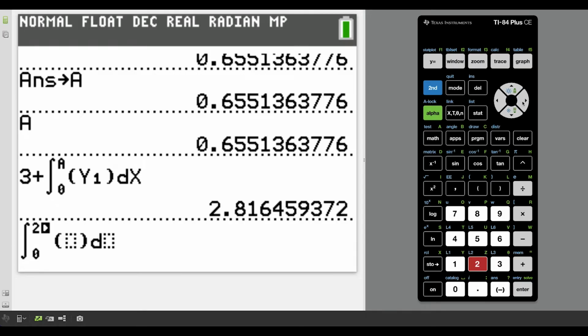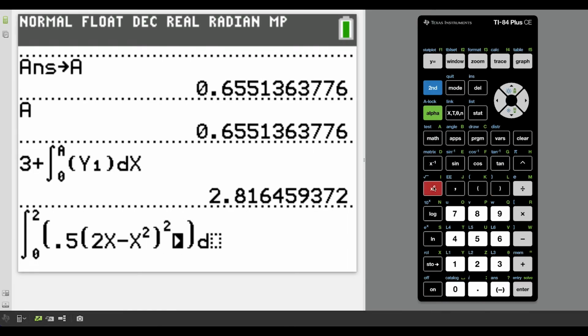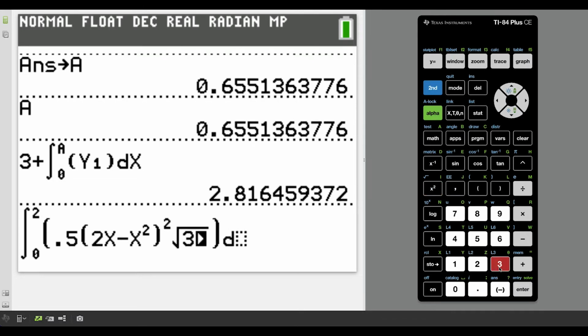So initially we had 1/2 in front from the 1/2 AB sine C formula. Then we should open a parenthesis. We have 2x minus x squared. But then we have to close the parenthesis around the 2x minus x squared and then square it. And then there was a radical 3 over 2 after that. So we had radical 3, leave this, divide by 2, and then dx at the end.